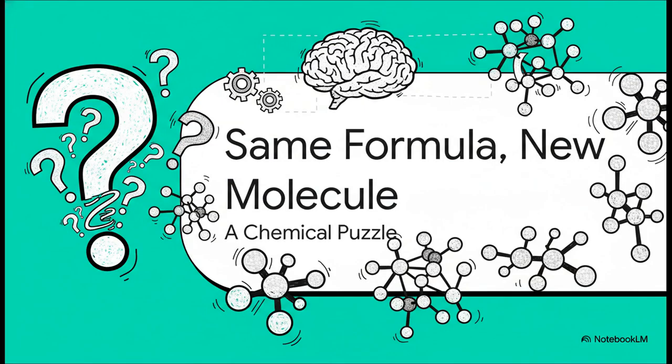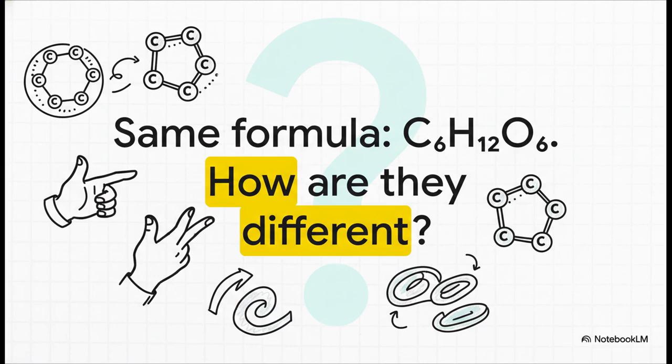We're starting with a real head-scratcher that's at the heart of this whole thing. So look at this. You've got a chemical formula, C6H12O6. Think of it like a recipe, right? 6 carbons, 12 hydrogens, 6 oxygens. You'd think if you put those ingredients together, you'd get the same cake every single time. But what if you don't? How is that even possible?